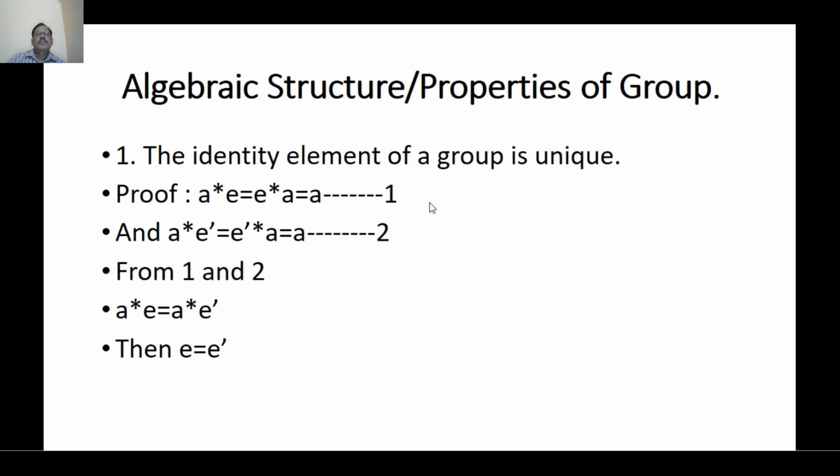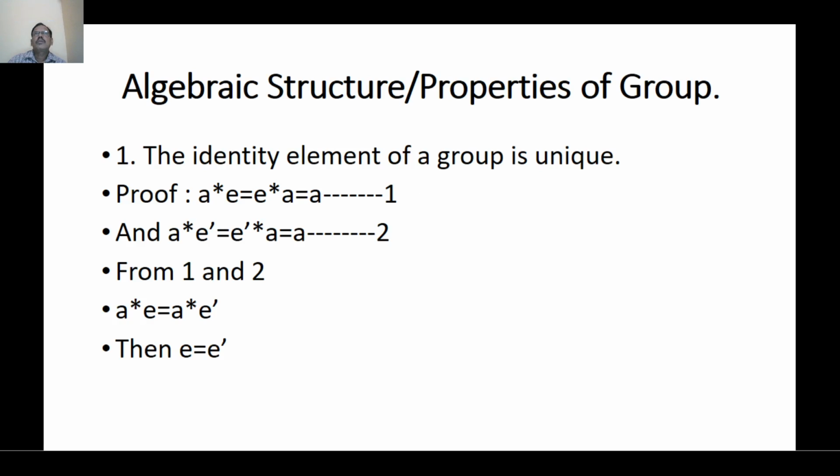For this proof, let us consider two elements, e and e dash, as two identity elements. Suppose a group has two identity elements. By the property of identity element, a star e is equal to e star a, that is equal to a. And e dash is also an identity element, so a star e dash is the same as e dash star a, that is equal to a. So here e and e dash are two identity elements of a group G.